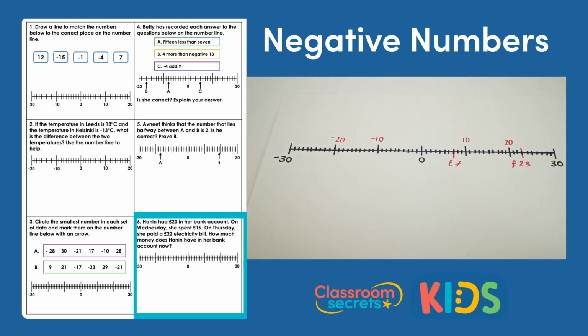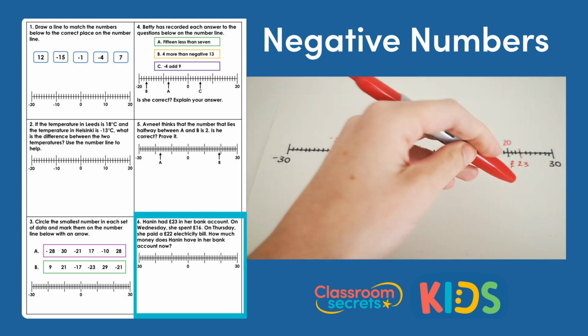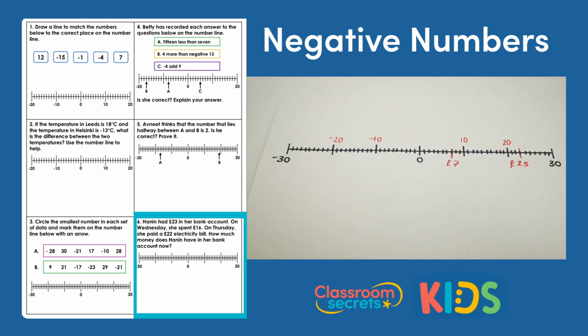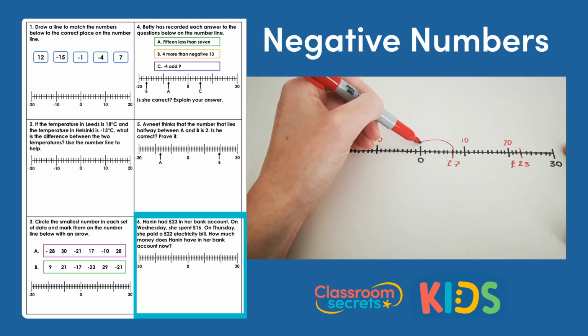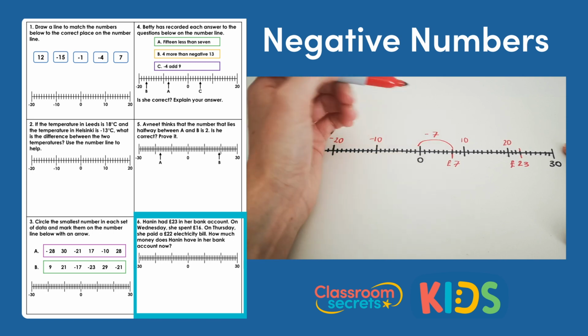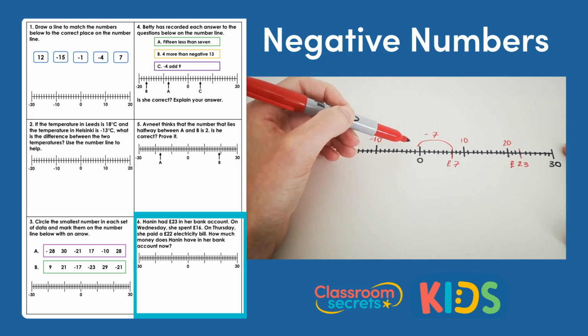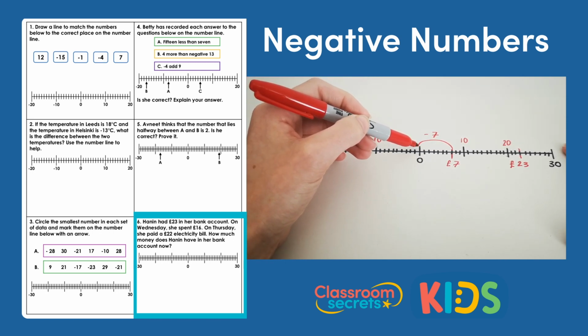So on Thursday, when Hanin pays that £22 electricity bill, she's going to end up crossing over the 0 into her negative numbers. She's going to end up overdrawn. What we can do now is count backwards from 7 and take off 22. So, I'll do a jump of 7. So I'll take away 7. That gets us to 0.